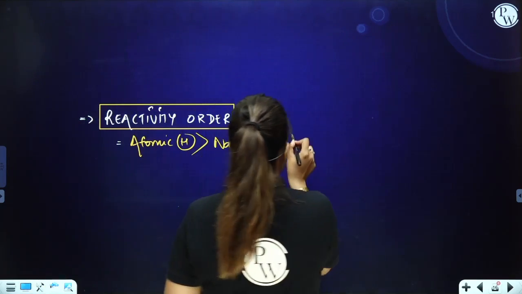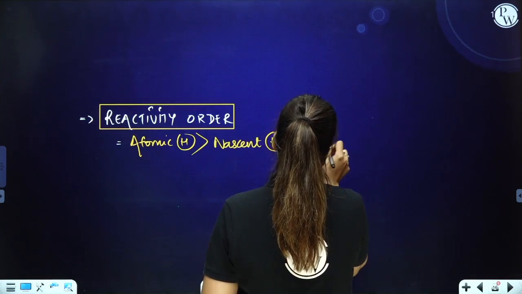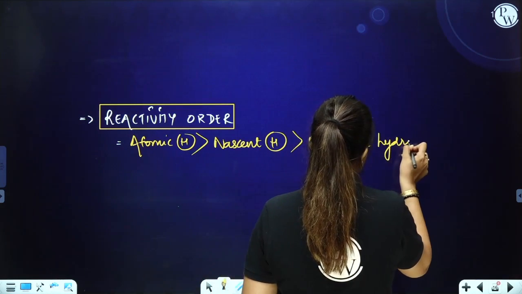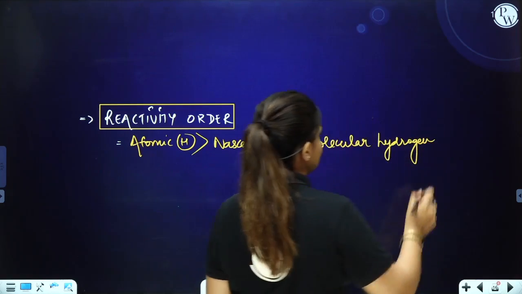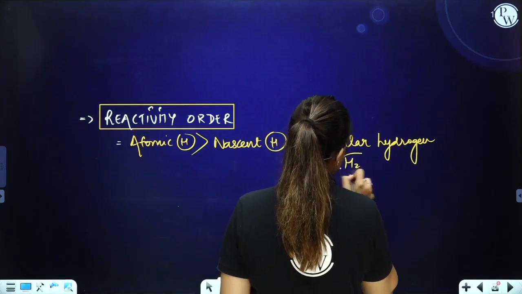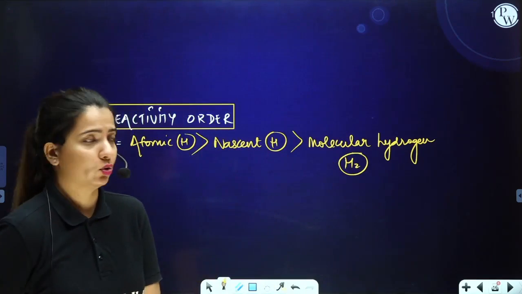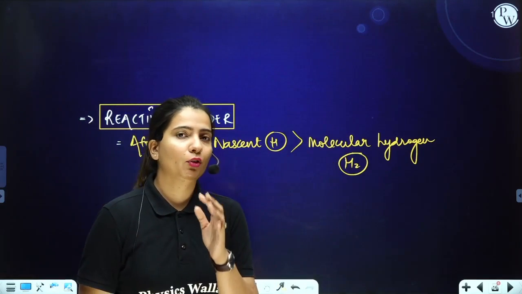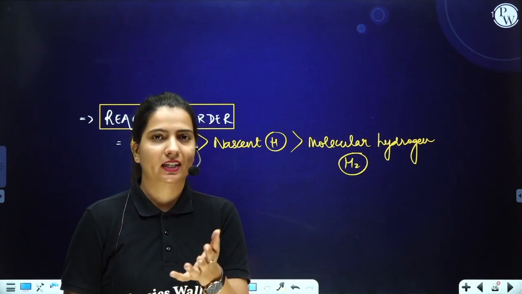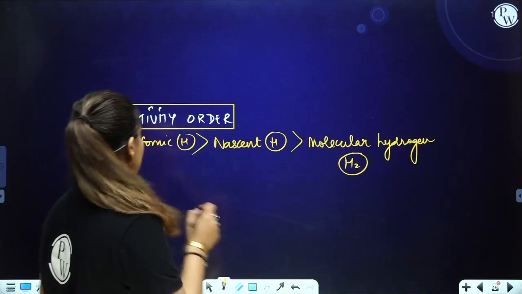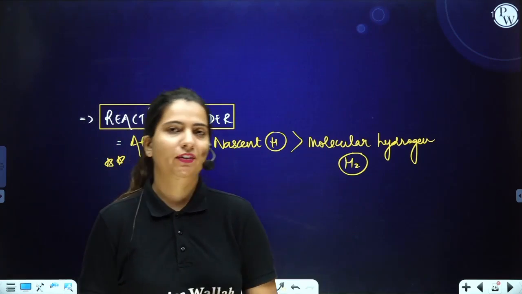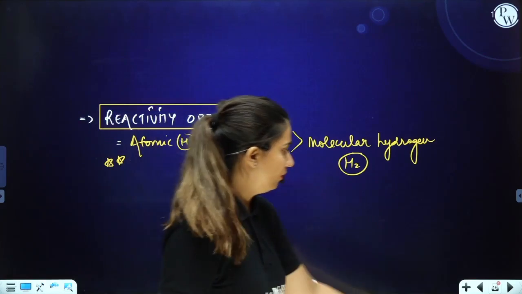Okay, now last is the molecular hydrogen, which is considered as H2. This is the least reactive. First you have to break the bond of the H-H, you will get the individual hydrogen atoms, then they will react. So it will be the least reactive. So you need to remember the order of these three very nicely. Okay, now let's move forward.